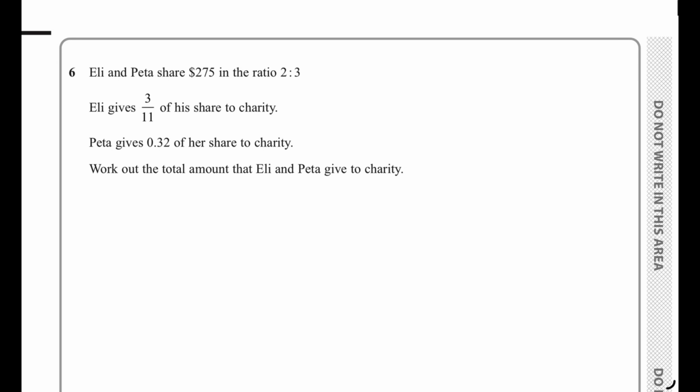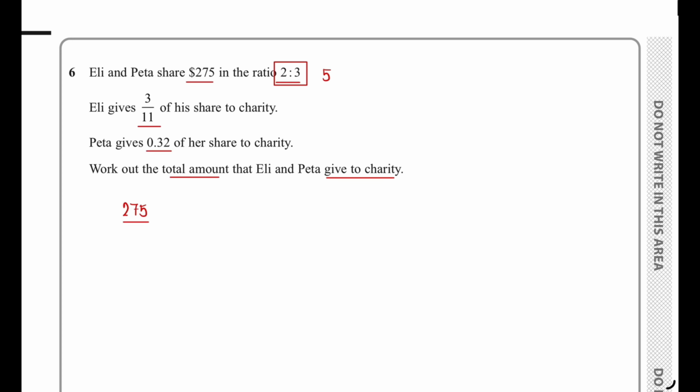Ellie and Peter share $275 in the ratio of 2 to 3. Ellie gives 3 over 11 of his share to charity, and Peter gives 0.32 of his share to charity. Work out the total amount that Ellie and Peter give to charity. So in the ratio of 2 to 3, right? So it is equal to 5.